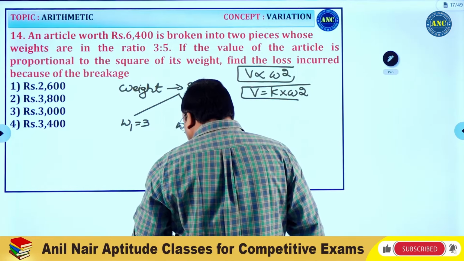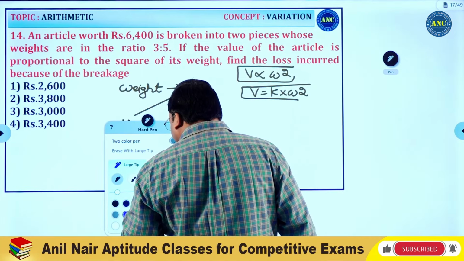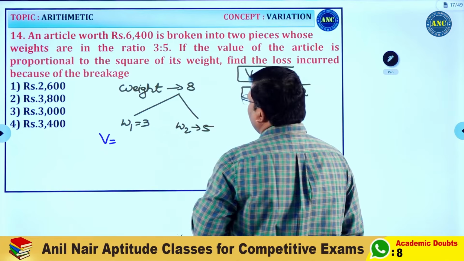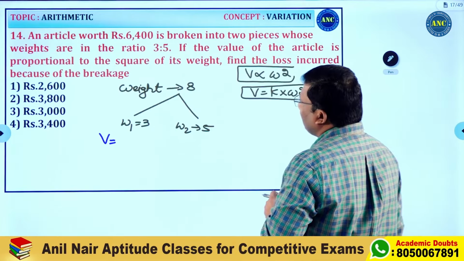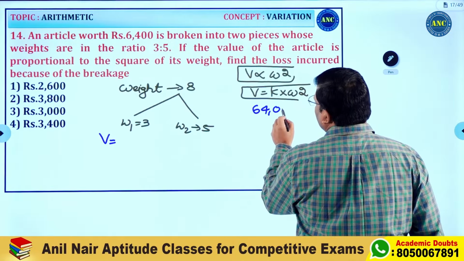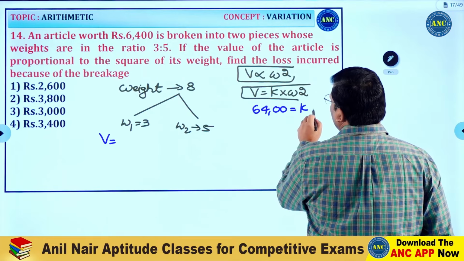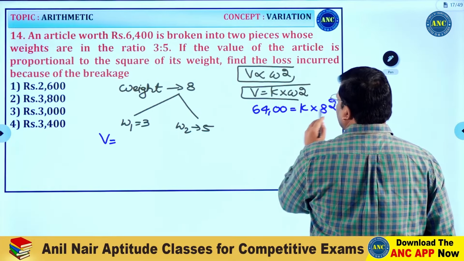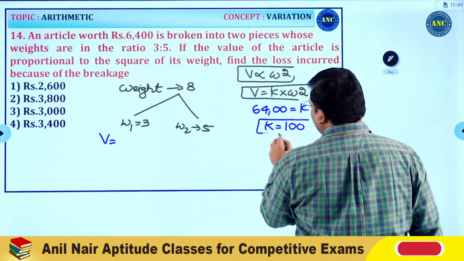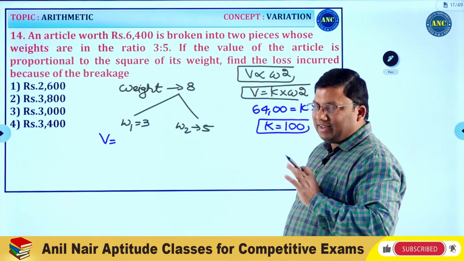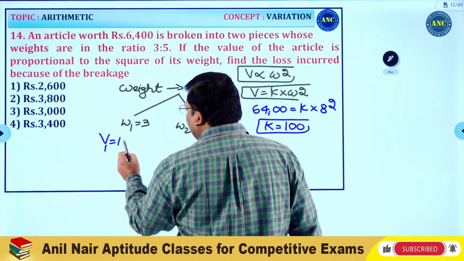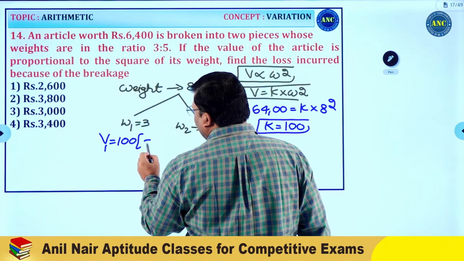Now, V is K into W square. What is given in the question? The article is worth 6,400. Original worth is 6,400, which is K into the original weight 8 square, that is 64. So K is 6,400 by 64, K is 100. Till here it is clear. K is 100, so V1 will be 100 into W1 square.